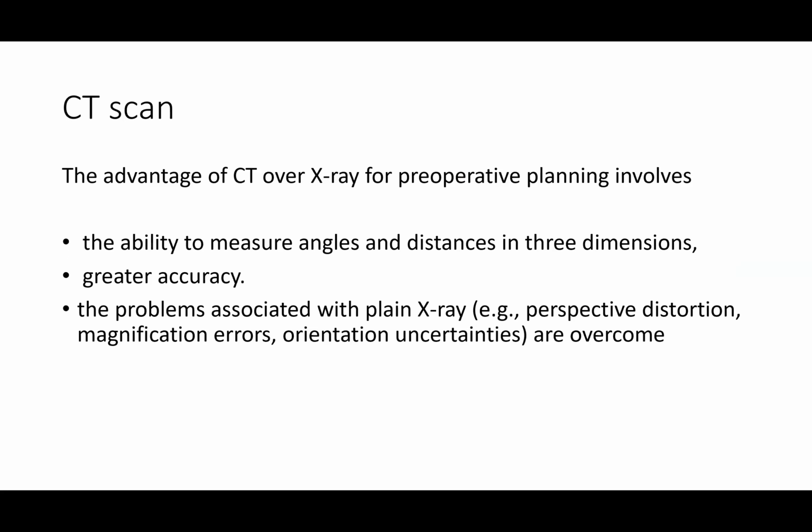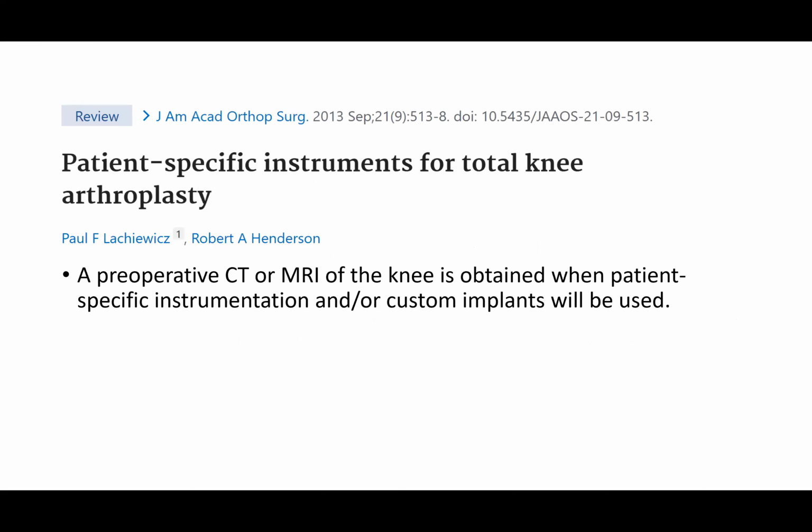Rarely a CT scan is indicated, but the advantages of CT over X-ray are the ability to measure angles and distance in 3 dimensions, and it is of greater accuracy. And the problems associated with plain X-ray, such as perspective distortion, magnification errors, and orientation uncertainties, are overcome with this. Studies have also shown that a preoperative CT or MRI knee is obtained only when patient-specific instrumentation or custom-made implants are used.